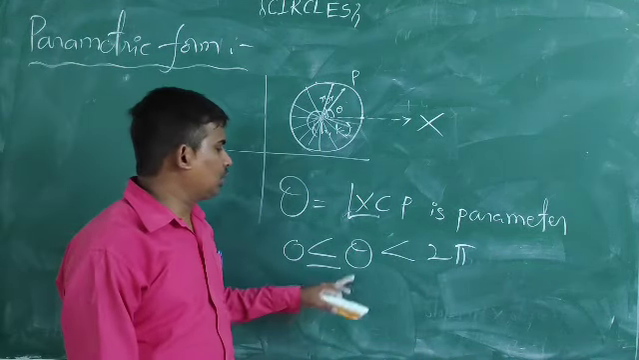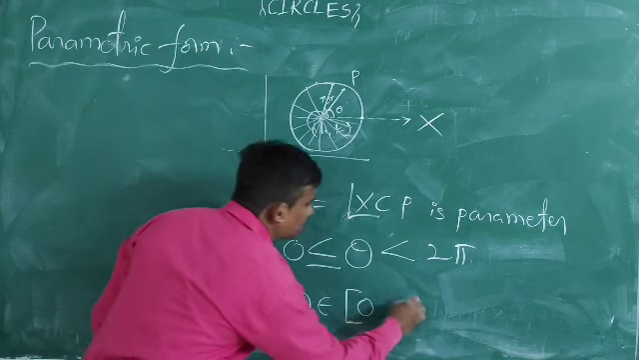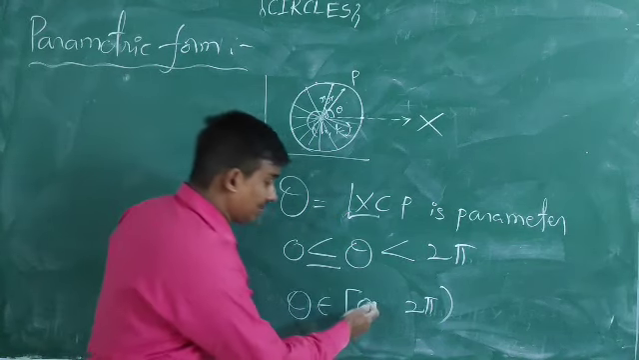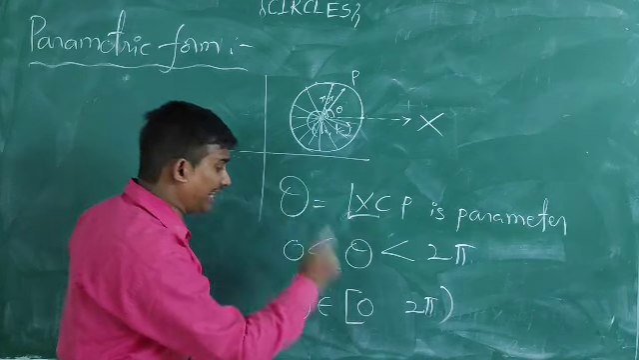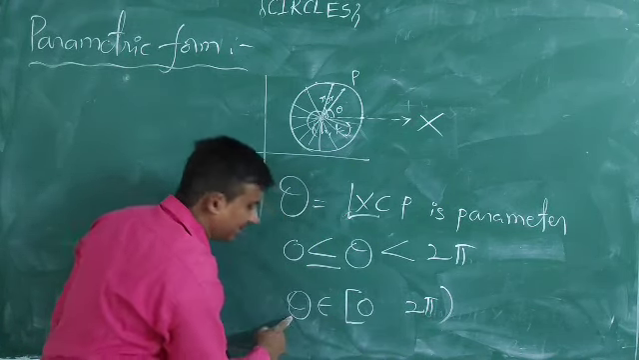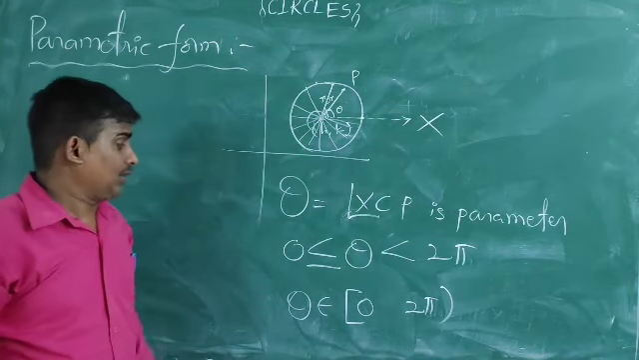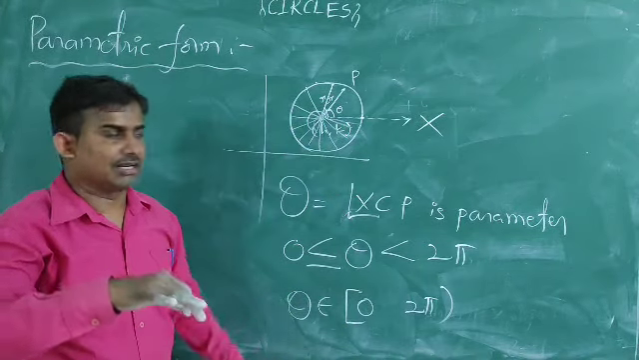Theta belongs to the interval from closed 0 to open 2 pi. We have infinitely many real numbers between 0 and 2 pi on the real line. Thus, corresponding to each value of theta between 0 and 2 pi, we have a point on the circle, giving infinitely many points. So theta is a parameter, but r is not a parameter, it is constant.